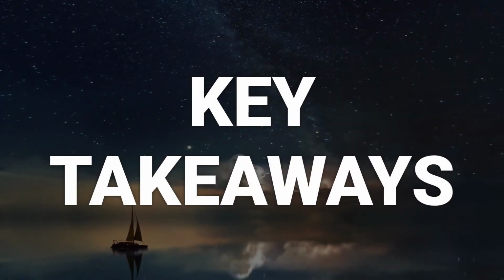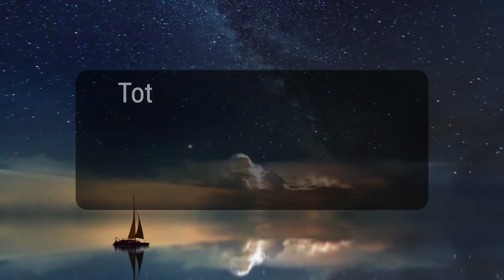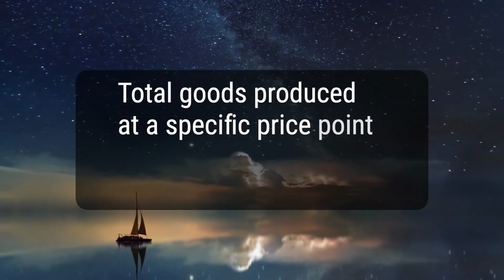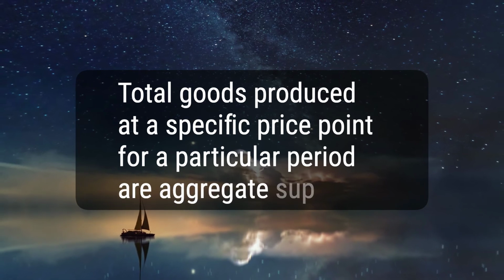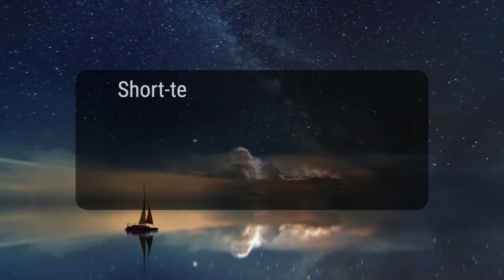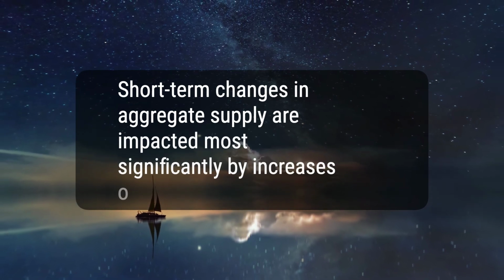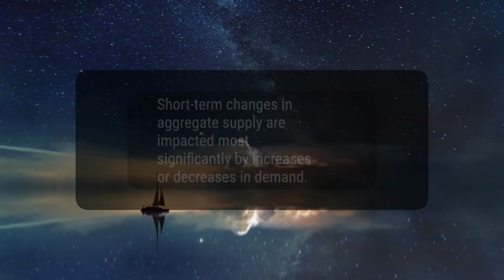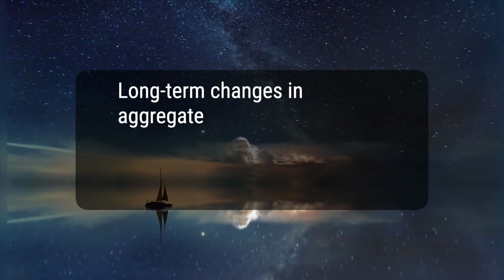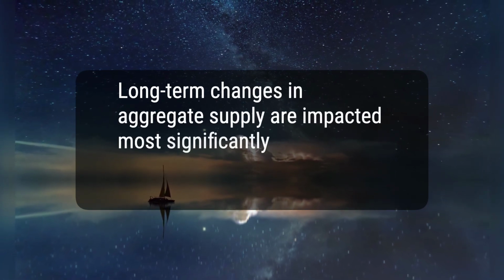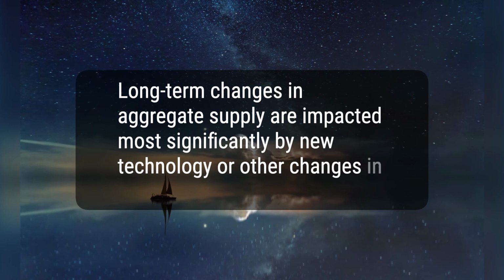Here are 3 key takeaways. 1. Total goods produced at a specific price point for a particular period are aggregate supply. 2. Short-term changes in aggregate supply are impacted most significantly by increases or decreases in demand. 3. Long-term changes in aggregate supply are impacted most significantly by new technology or other changes in an industry.